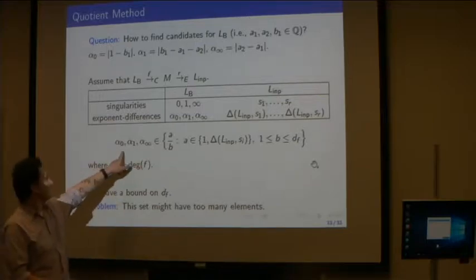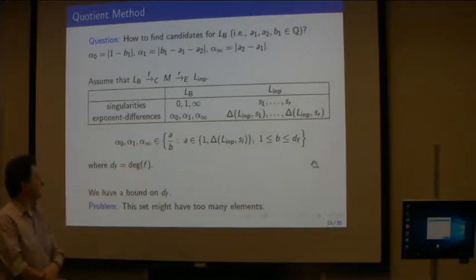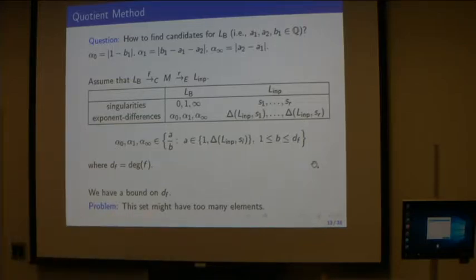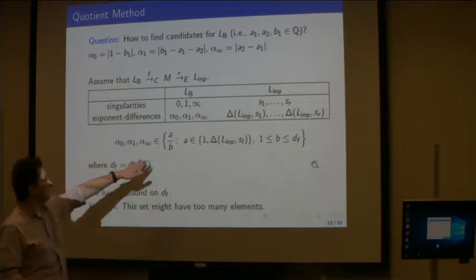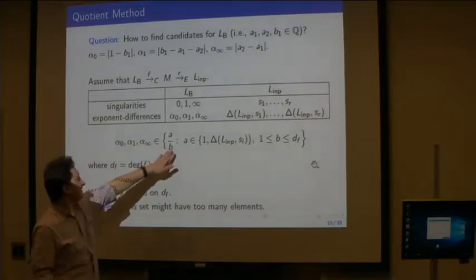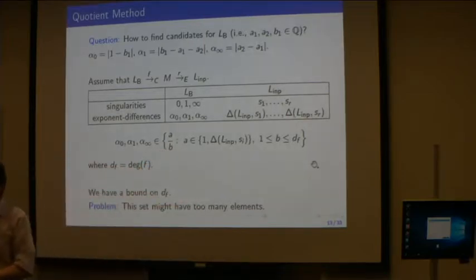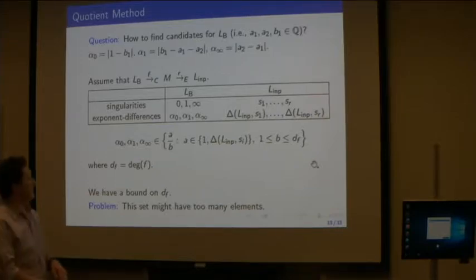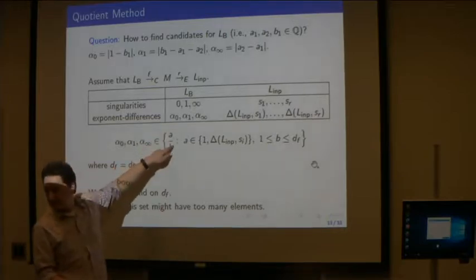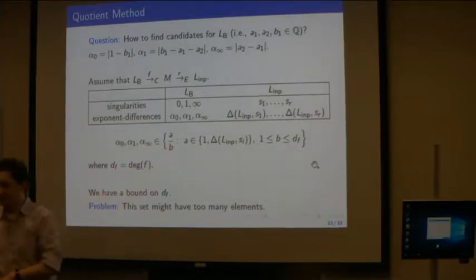So we have candidates for alpha 0, alpha 1, and alpha infinity. But the problem is now this set might have too many elements. So we need to somehow reduce the number of elements in this set. Are you assuming that these A over B are in reduced form? Reduced fraction? Yes, GCD of A and B is one. Okay.